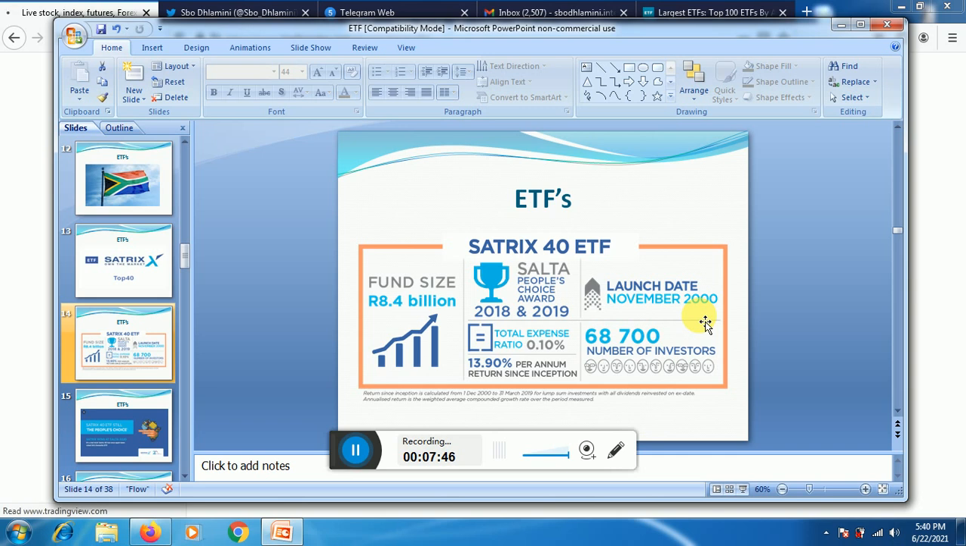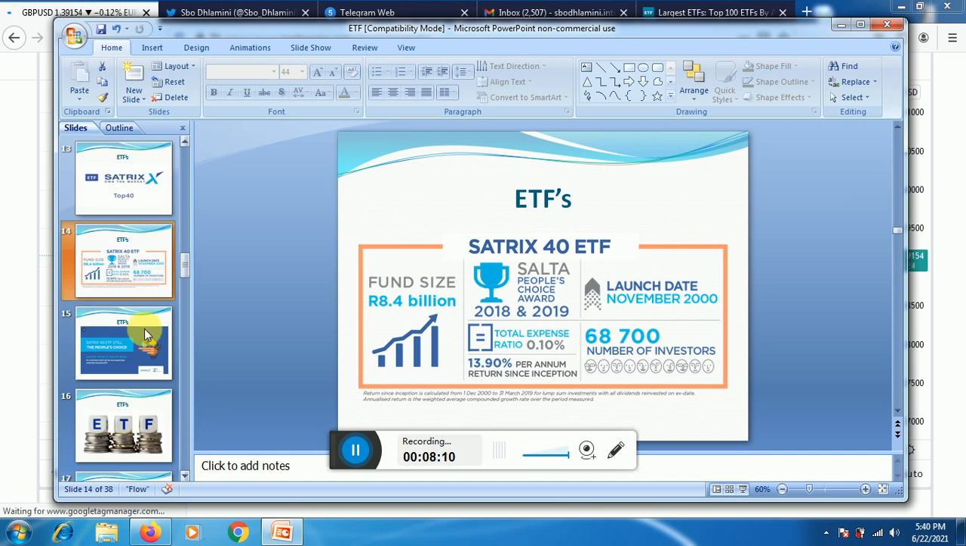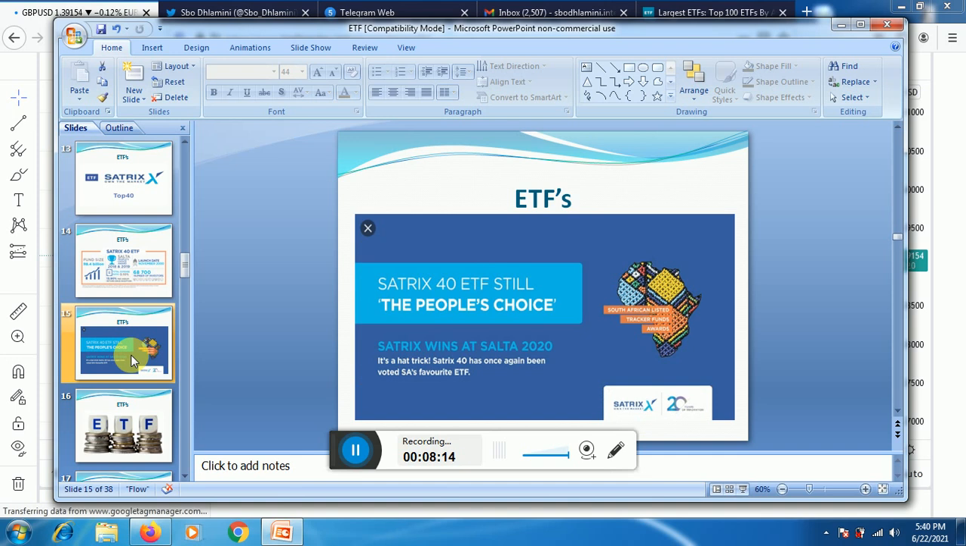So it's been there for close to 20 years now, since it's 2021 now. So it's been there for quite some time now. It has 68,700 investors under it, and it has a total annual return of 13.9%. So it is extremely massive, the ETF here on our JSE site.